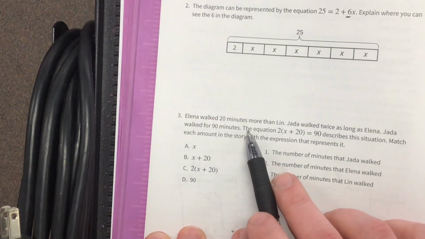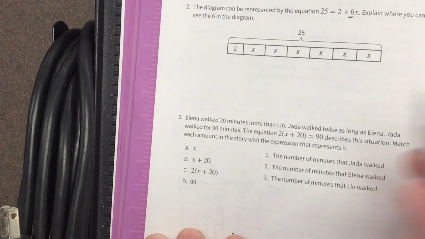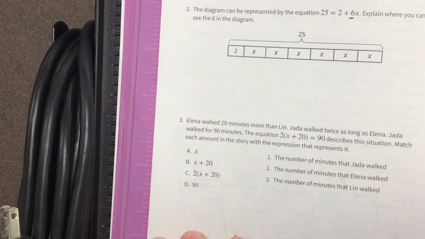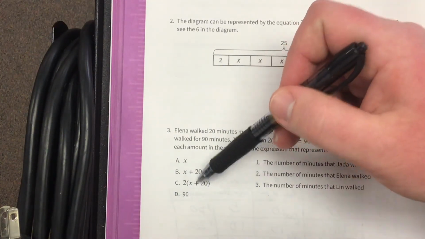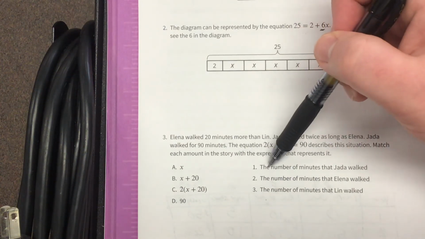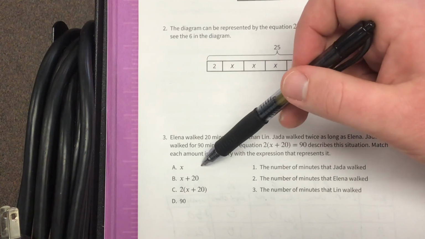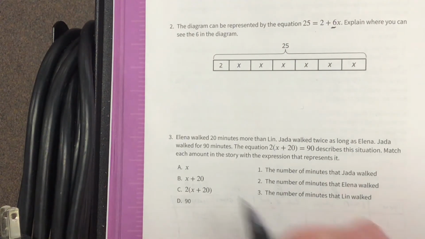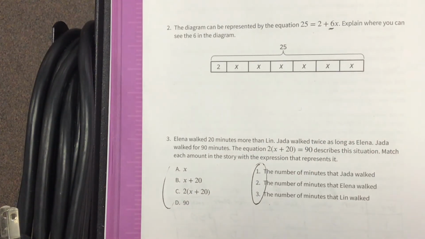3, it says Elena walked 20 minutes more than Lynn. Jada walked twice as long as Elena. Jada walked for 90 minutes. Here's our equation, and it just wants us to match each amount in the story with the expression that represents it. So these are all parts of our equation, and it just wants you to tell which part of the story the variable or a number represents there, all right? And these will all have an answer. One of these will be used twice.